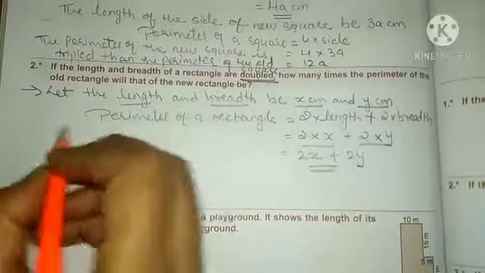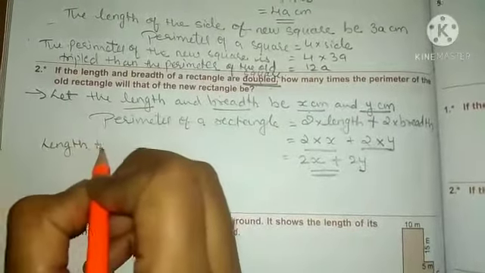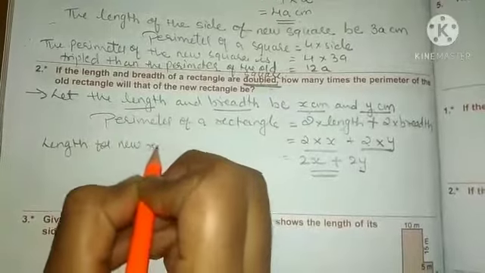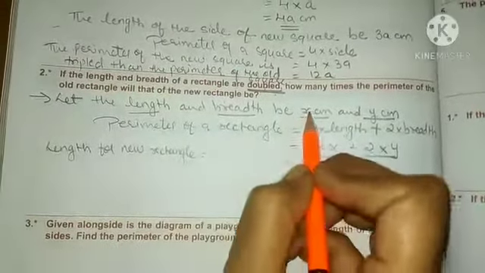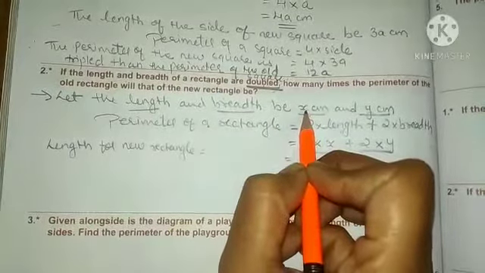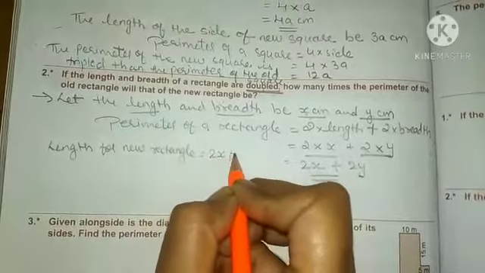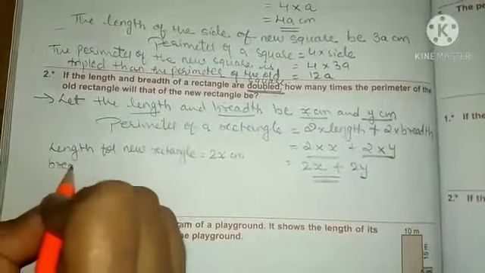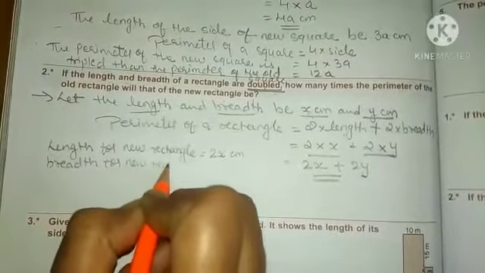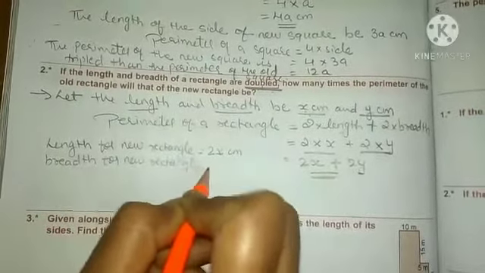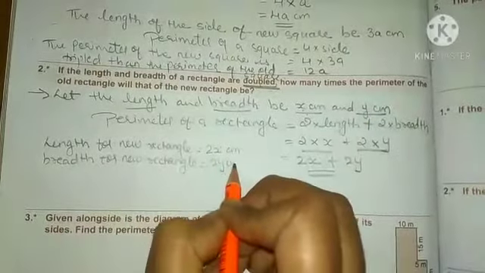So see here, the length for the new rectangle. What will you take over here? Clear? The old one is given, that is x. So here we have to take double, meaning 2x centimeter. Clear? Breadth for the new rectangle, what will you take? You will take again double. What we have taken for the old one, y. So that is 2y. Understood?